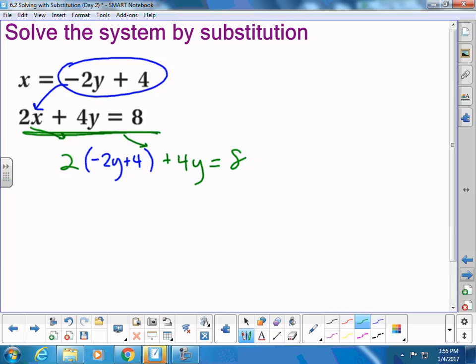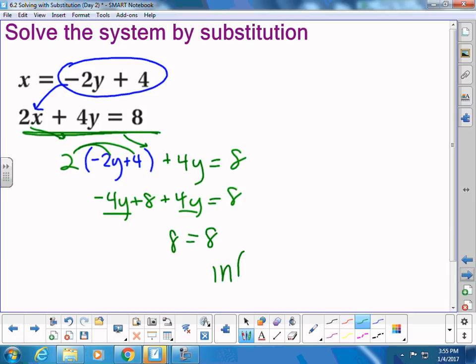That's this equation. Again, I have to distribute this. So that would be negative 4y plus 8 plus 4y equals 8. Hey, negative 4y, 4y. We have no y's left, but we have 8 equals 8, which is always true. 8 always equals 8. So this is infinitely many solutions.